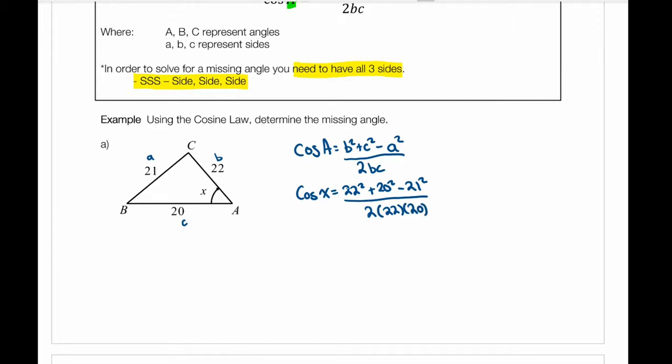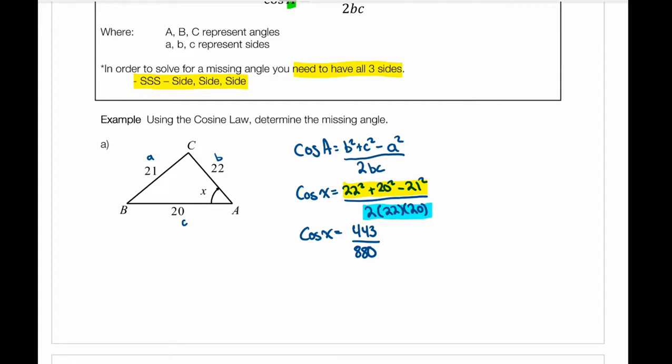Again, to make it a little bit easier on myself, especially if I'm going back and double checking my answers, I'm going to simplify the top first and then simplify the bottom. If you're comfortable, you could do it all in one step, but especially because we're dividing, you want to make sure that your BEDMAS is done correctly. So I would suggest doing it in two separate parts. It's not too much of an extra calculation. Once we simplify, we get cosine x equals 443 divided by 880.